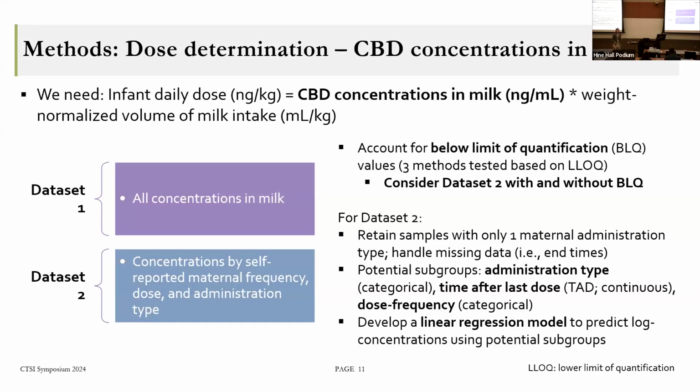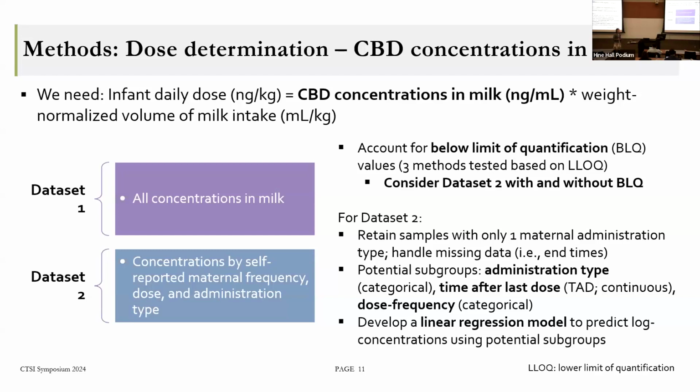The other potential subgroups, as I mentioned, were administration type, time after the last dose, as well as dose frequency, so the increase of dose and also the frequency of, let's say, using a pipe. I learned a lot of different administration types throughout the study, by the way. We used that knowledge to create a linear regression model, with the log concentration as the outcome, and then we saw which of those covariates might be influential predictors.